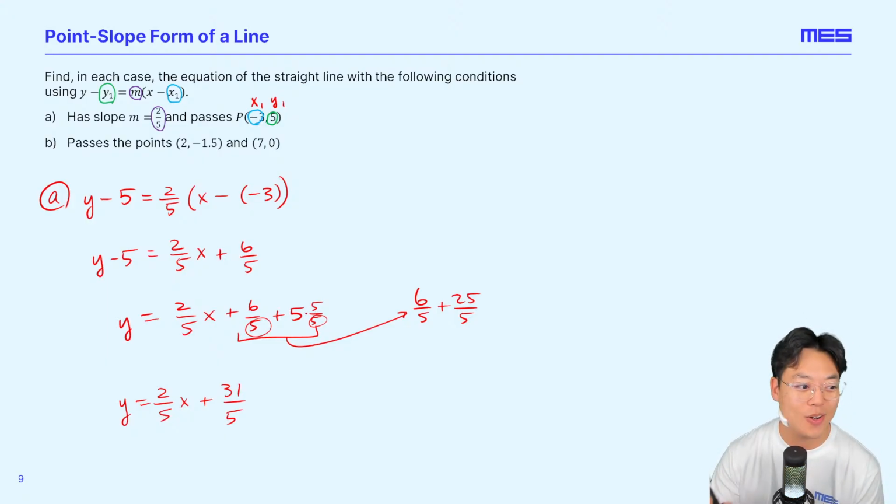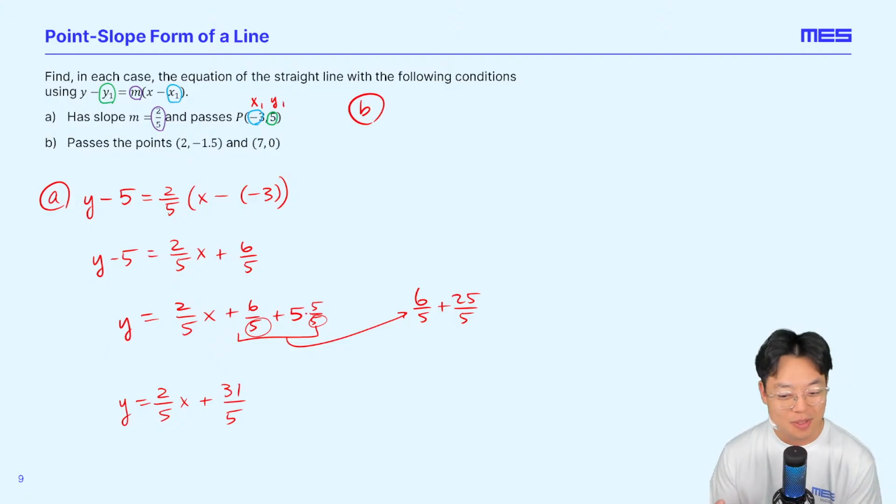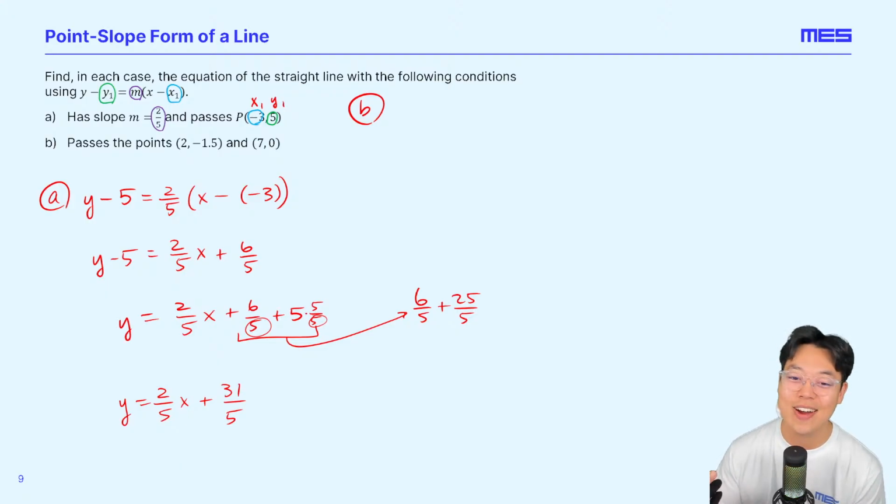Let's check out letter B. So letter B, we have 2 points this time. We're not given the slope, but thank goodness we talked about finding slopes earlier in our APK, our access to prior knowledge, and we had some problems that we solved as well earlier. So let's find the slope first.